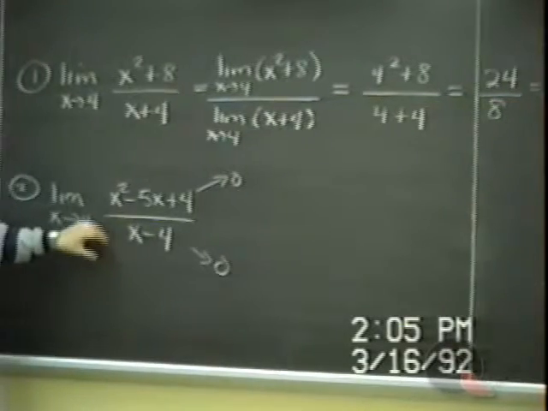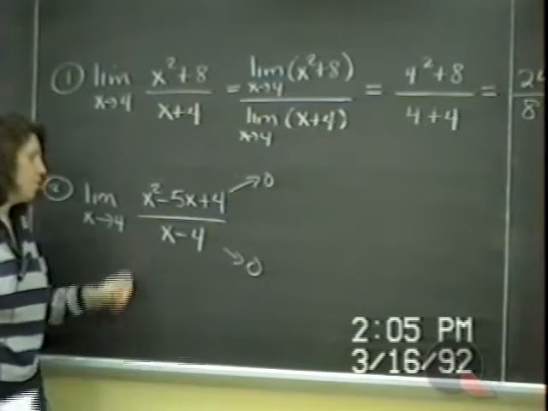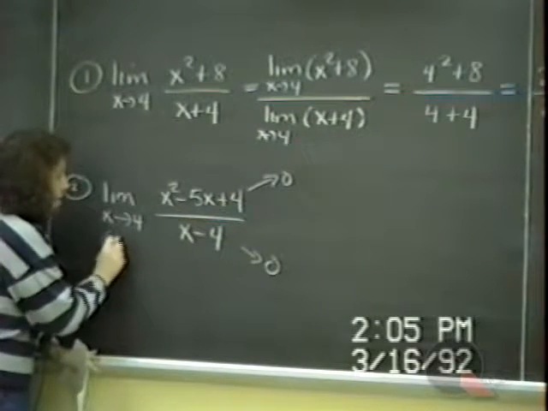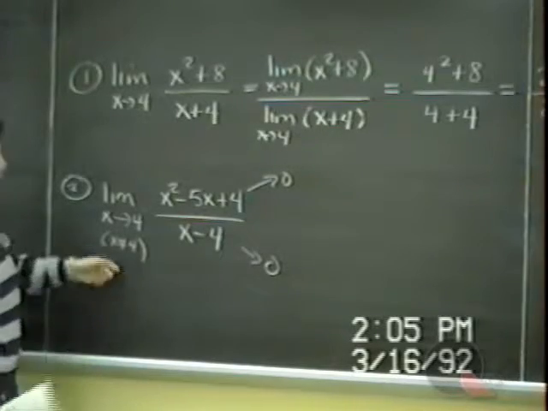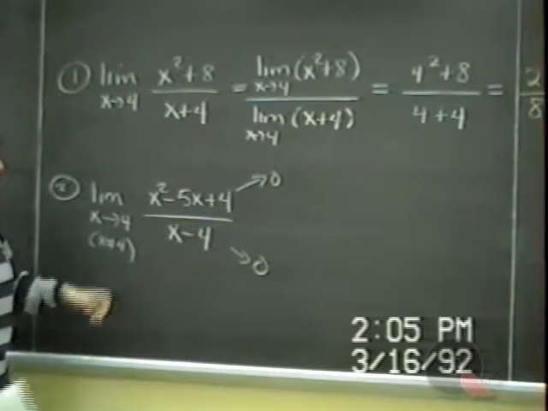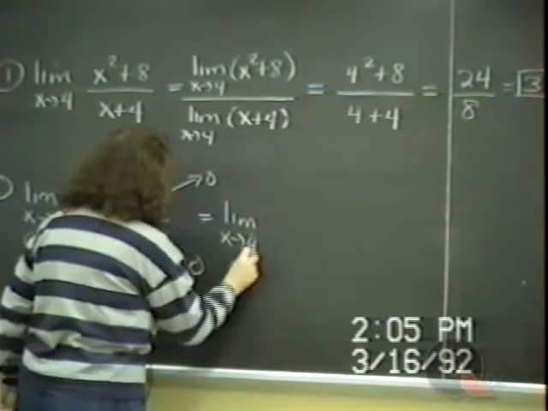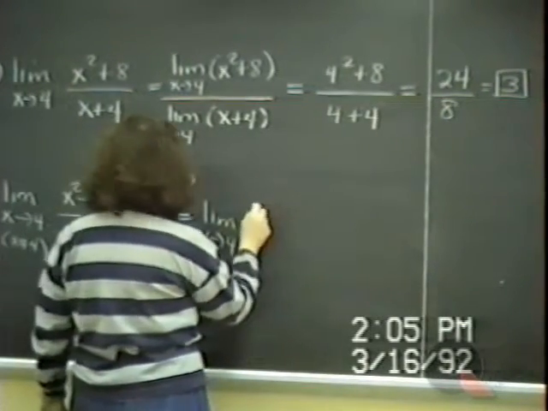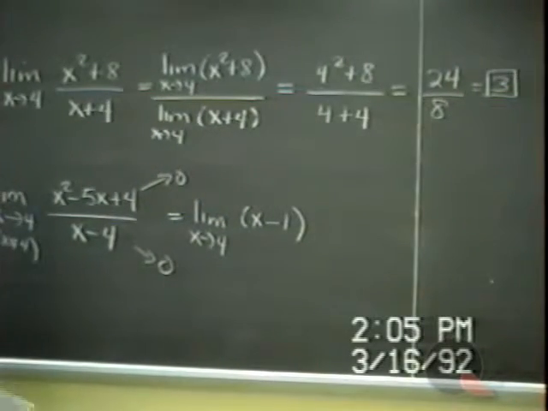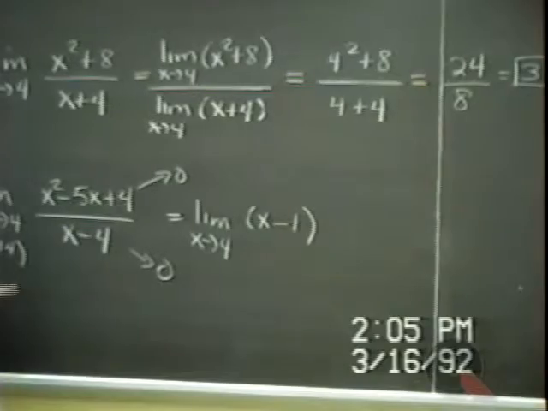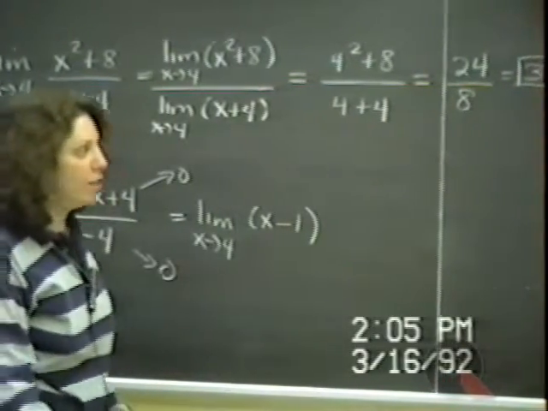We want to find the limit of this function as x approaches 4. As x approaches 4, it's assumed here that x is not equal to 4. It's merely getting close to 4. Well, if x is not equal to 4, it would be simpler to find the limit of the function x minus 1. Remember, we said that as long as x is not equal to 4, this function and x minus 1 were the same. Let's go back and look at the picture again.